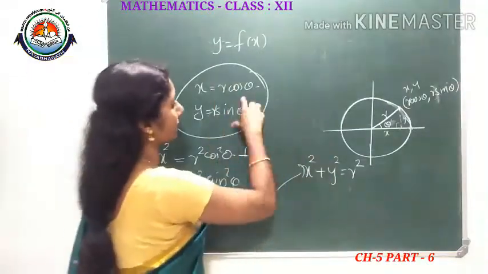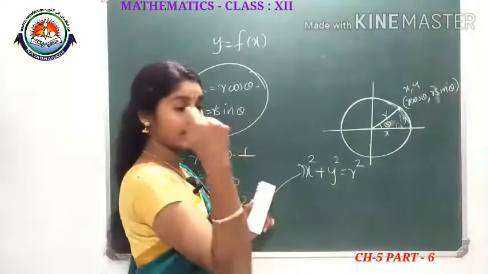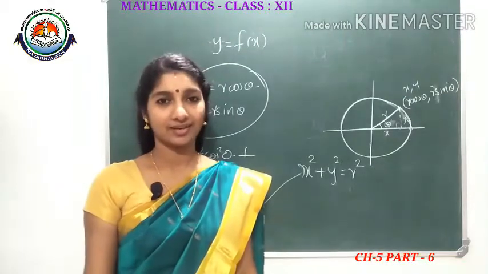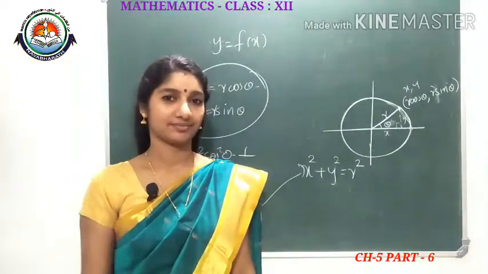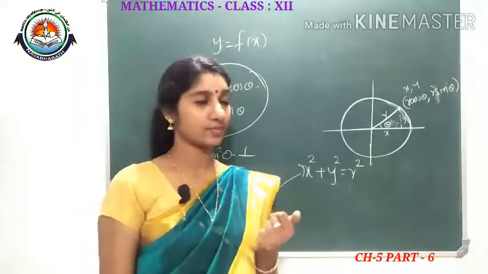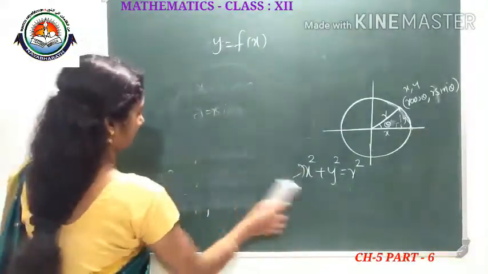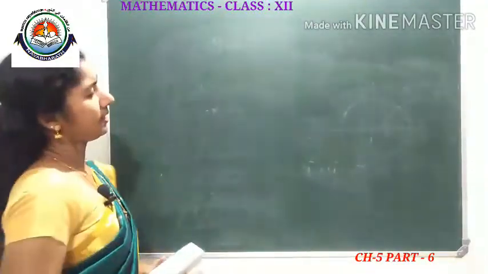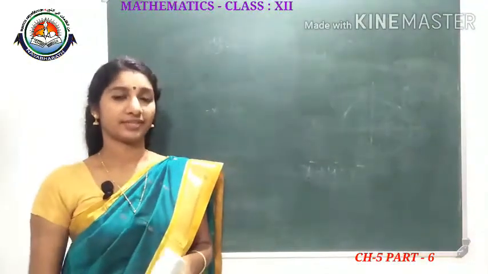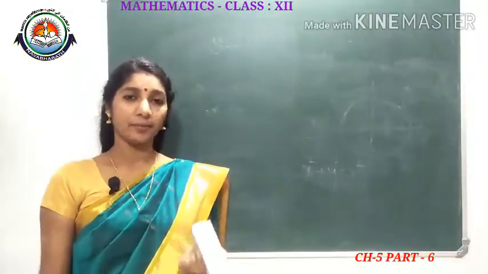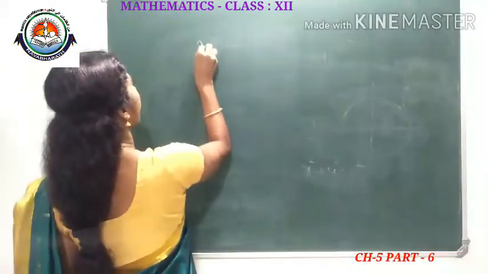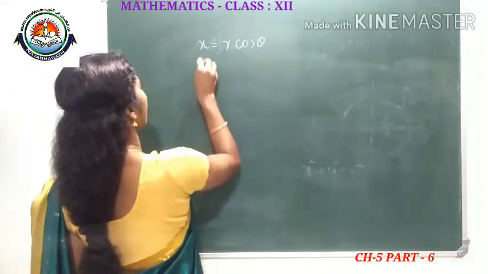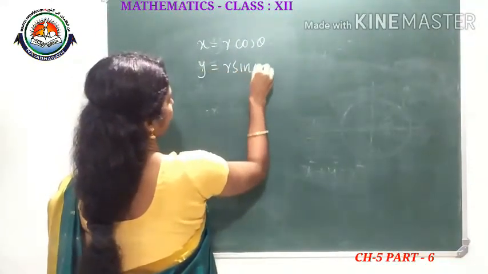So both these equations together, and this equation, both represent a circle's equation with the center at the origin and radius r. Okay. Now I think you understood what parametric form is. So we need to find the derivative of a function which is given in parametric form. The same example itself we can take, x equal to r cos theta and y equal to r sin theta.